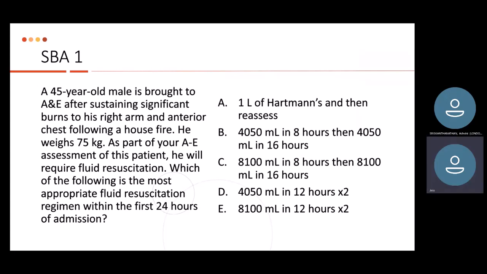So the answer here is B. This is basically applying the Parkland formula, which I'll show you in a short moment. But the main thing is that you calculate the total volume, which is 8,100 mils in this case, and then you divide it. The first half is given in the first 8 hours, and then the second half is given in the next 16 hours.